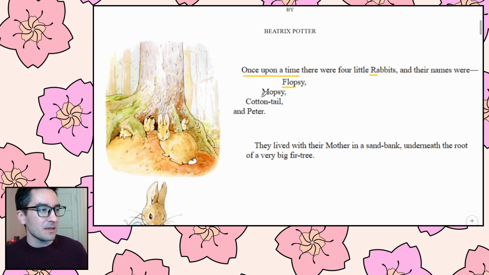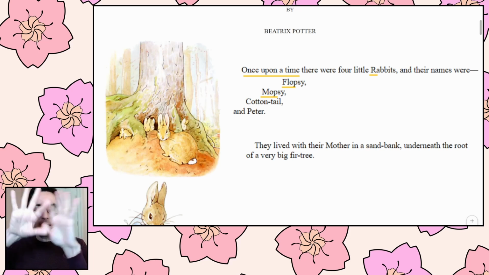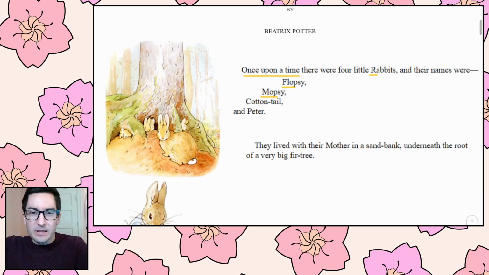Mopsy. A mop is something you can use to clean the floor, and you can think that there are lots of hairs. So if someone has moppy hair, their hair is really long and a little bit messy. So maybe this rabbit has messy fur. So Flopsy maybe has floppy ears. Mopsy might have moppy hair or moppy fur.